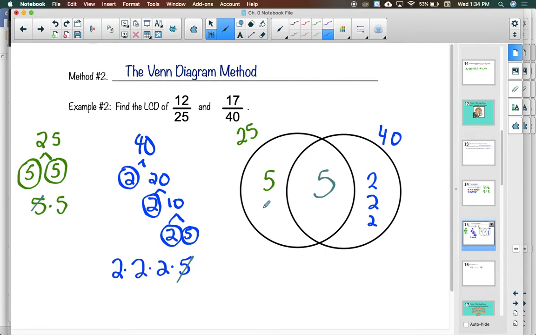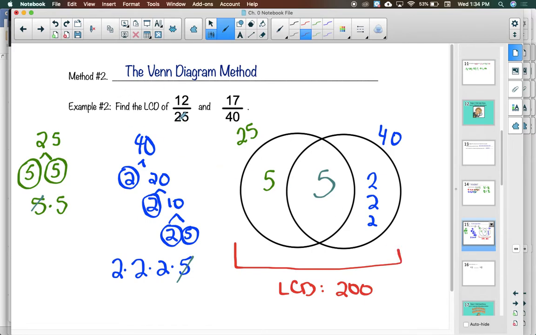What I need is the LCD, the least common denominator. And to do that, I can take all the numbers in the diagram and multiply them together. So 5 times 5 is 25, times 2 is 50, times 2 is 100, times 2 is 200. So my LCD is 200.